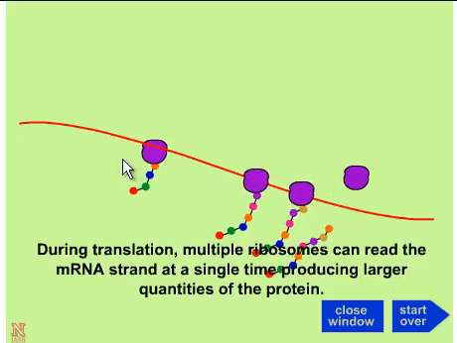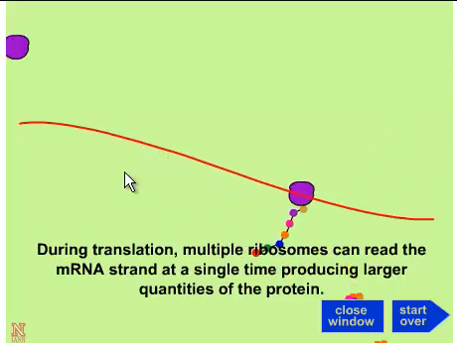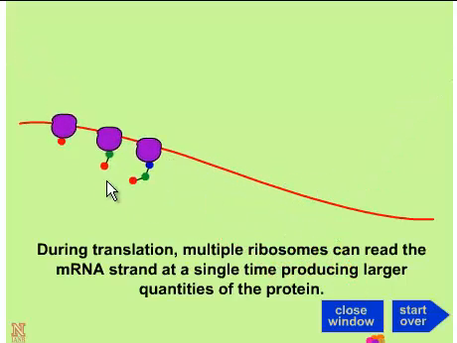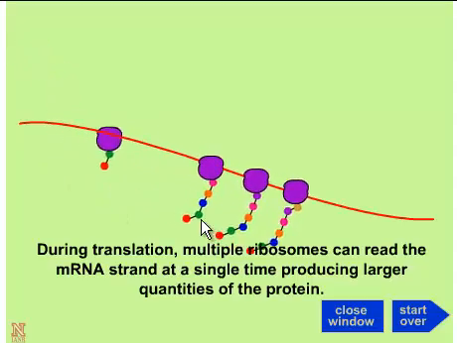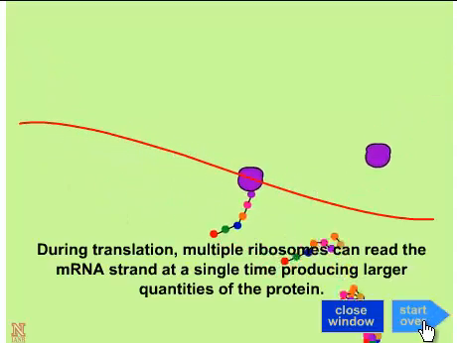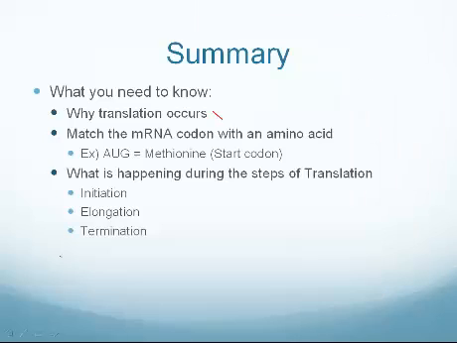And it happens multiple times. As you can see, this is happening a lot in our cells because we need a lot of proteins. It's not just happening one at a time. All done. You need to know why it occurs. Why are we using translation? You also need to recognize methionine, which is the start codon, and then most importantly, the three steps of translation.